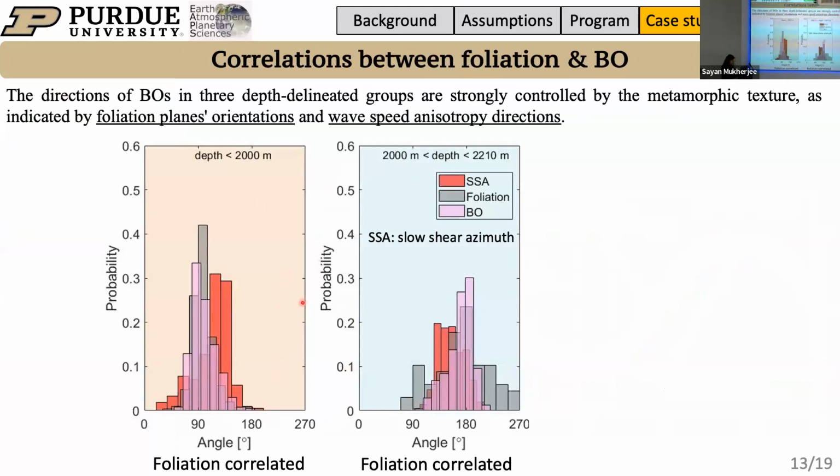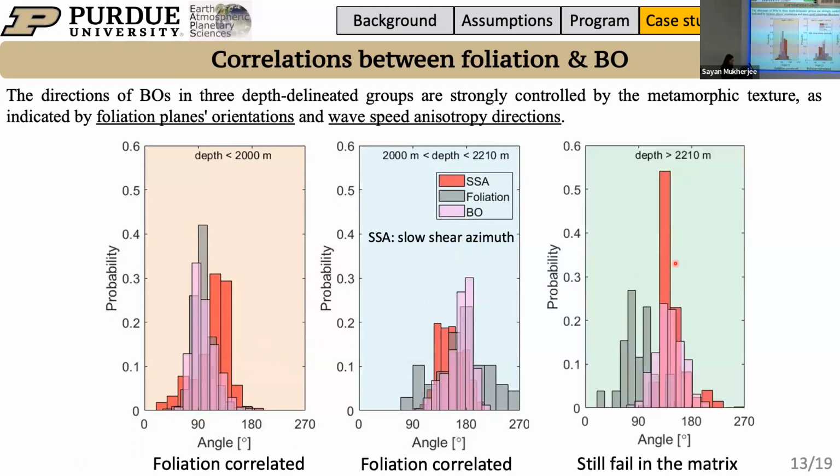For these figures, the foliation dip direction is shown in gray, the darker red trend is the slow shear azimuth, and the magenta color here shows the breakout azimuth. For the first two depth sections, we can see that the foliation dip direction and the breakout correlate pretty well. So it may be another piece of evidence showing that the breakout observed here is foliation controlled.